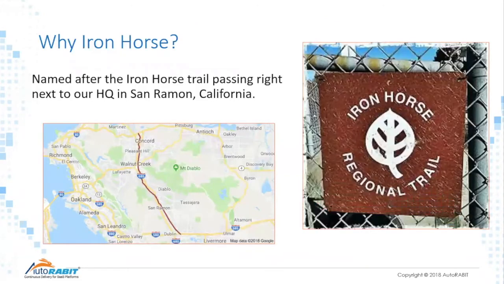So I've been getting asked lately, why is this release called Ironhorse? Well, our releases are now going to be named after trails. And this particular trail, the Ironhorse Regional Trail, is here in San Ramon, California, where Abhi and I are, and it runs right past the AutoRABIT headquarters. So it's a meaningful trail to us, and we thought it was a great one to use for this release.